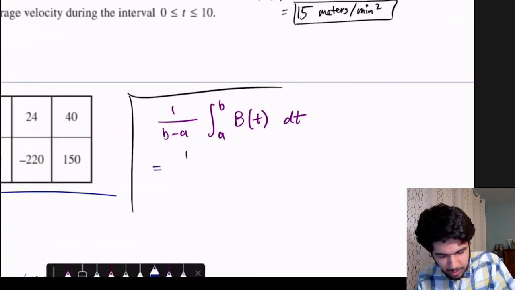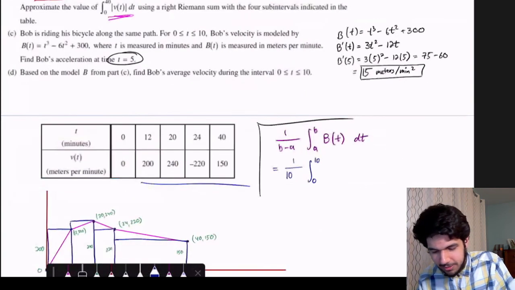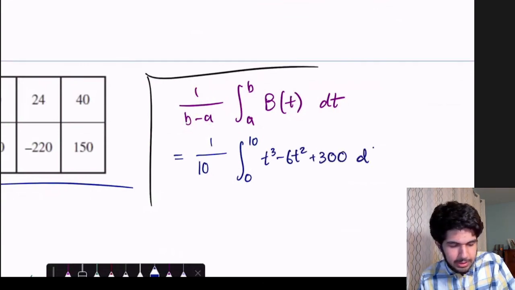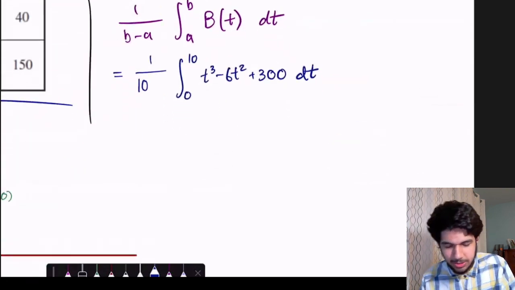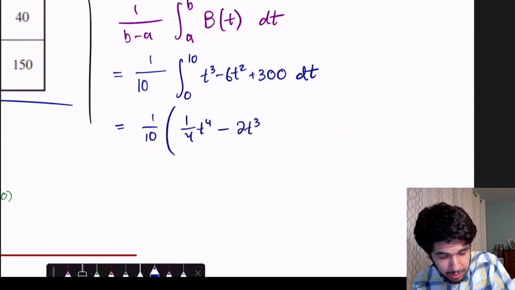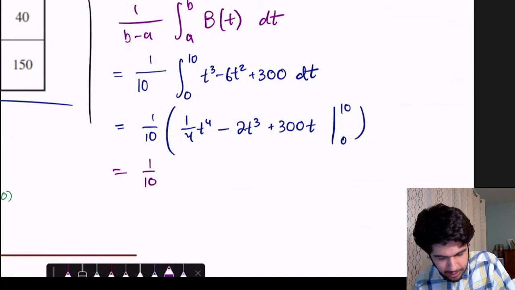So this will equal 1 over 10 minus 0, which I'll just say is 1 over 10. Integral from 0 to 10. B of t is this right here, so t cubed minus 6t squared plus 300 dt. And now we just have to solve this integral. So this will be 1/10, and we don't need the integral anymore. So this will be 1/4 t to the 4th using the power rule, minus 2t cubed, plus 300t, evaluated from 10 down to 0. Fundamental theorem of calculus time, 1/10.